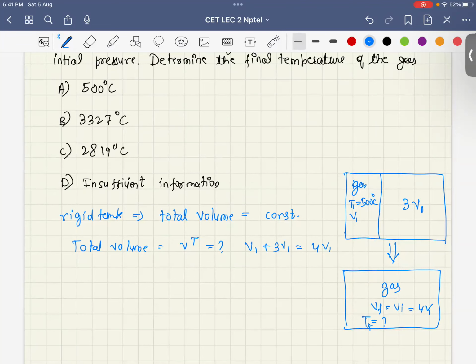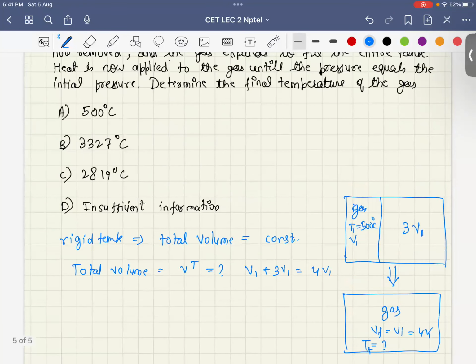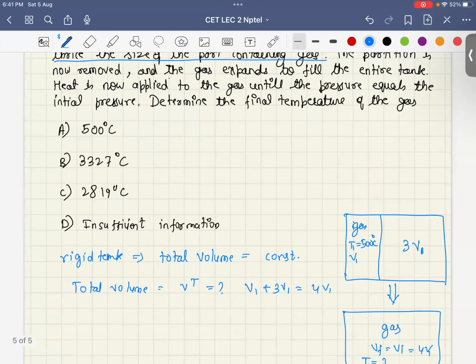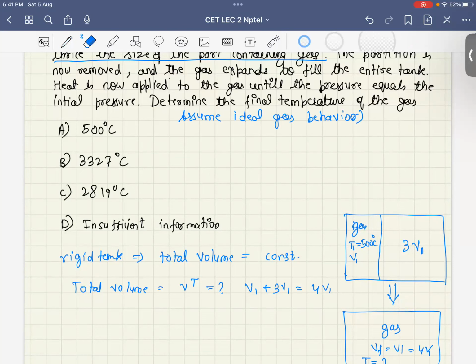Though it is not mentioned in the question, it is always good to assume that it is an ideal gas. Assume ideal gas behavior. So now maybe you will be able to solve this question.